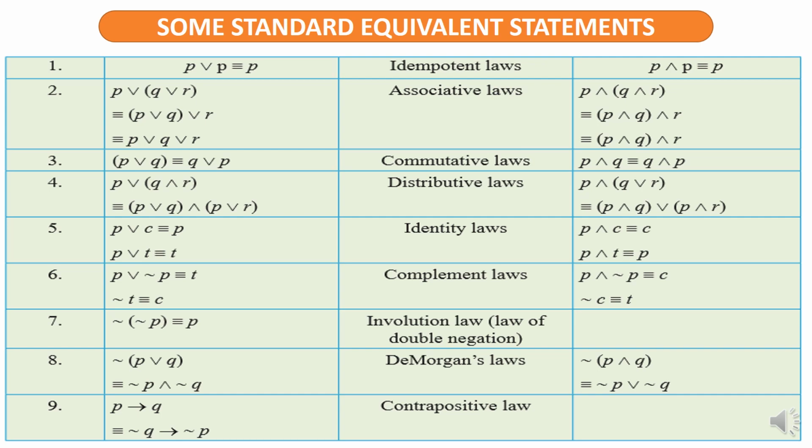The next, identity laws. P or C is P. C means contradiction over here. Similarly, P or T is T, where T is a tautology. On the other hand, P and C is C and P and T is P.